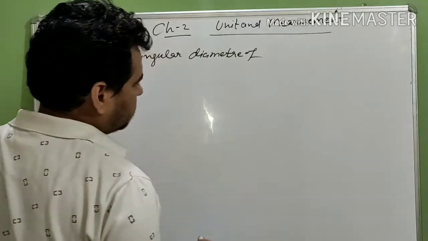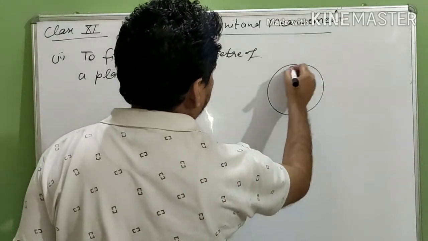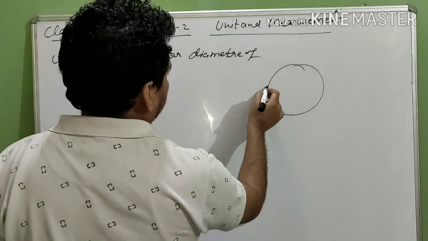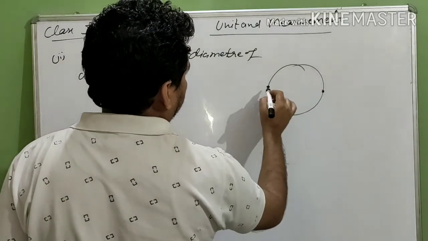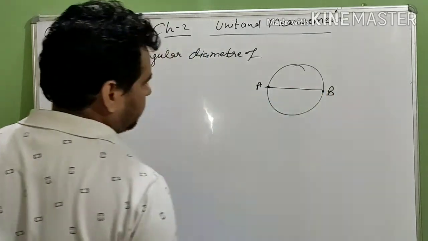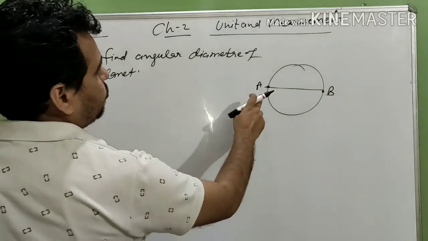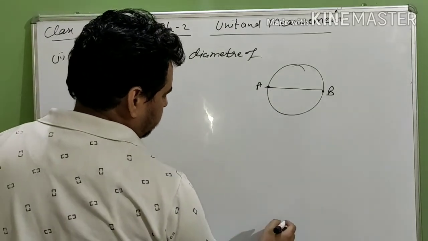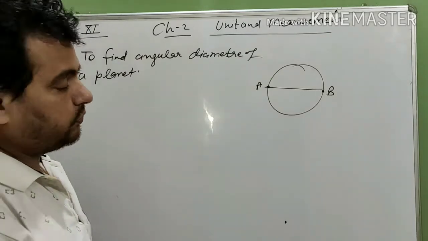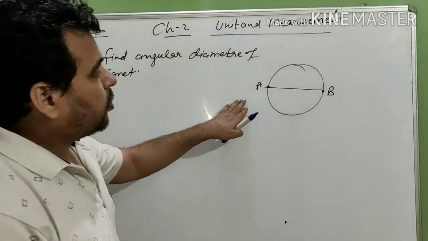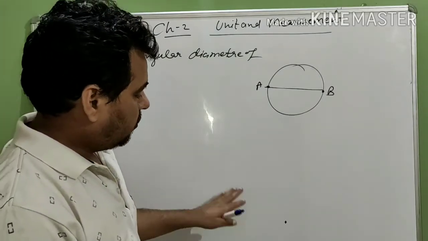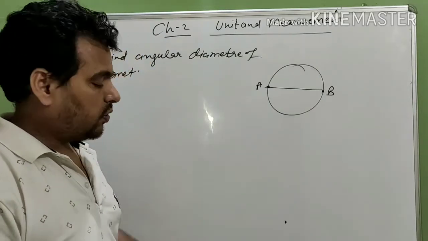So suppose this is a planet. This is the diameter of the planet, A and B. These two points on the planet are observed from the Earth from a single point.